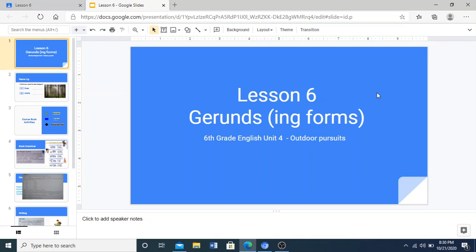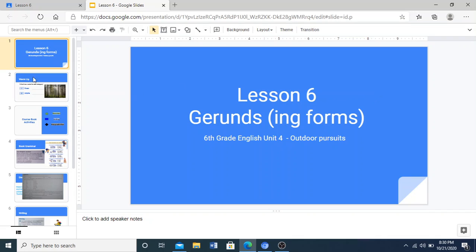For example, run is a verb. What is the ing form of run? Running. So running is the gerund for run. So that is what we are going to learn today, and how to use them, and the rules that are involved in writing the gerund form for most verbs.